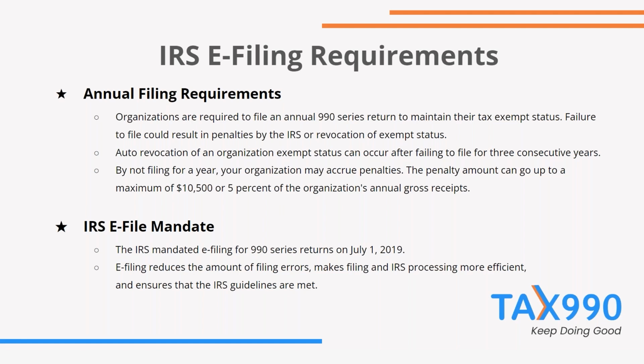The IRS mandated e-filing for 990 series returns on July 1st of 2019. Organizations filing a return with a tax year beginning date after July 1st, 2019 are required to e-file their returns moving forward. The IRS is moving towards e-filing for many reasons. E-filing reduces the amount of filing errors and helps ensure that the IRS guidelines are met, meaning calculations are more accurate and information provided matches the information in the IRS database. And it makes filing and IRS processing more efficient and provides a quicker turnaround time on an updated form status.